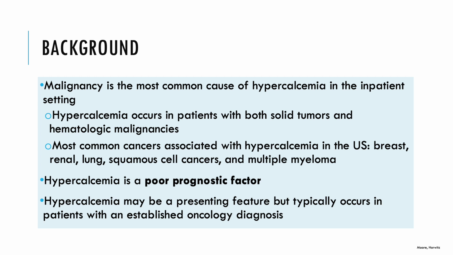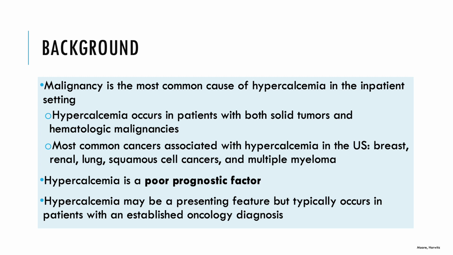So first, malignancy is the most common cause of hypercalcemia in the inpatient setting, and it occurs in patients with both solid tumors and hematologic malignancies. The most common cancers associated with hypercalcemia in the United States are breast, renal, lung, squamous cell cancers, and multiple myeloma. It is also important to note that hypercalcemia is a poor prognostic factor for oncology patients, and historically about 50% of patients died within 30 days of presentation, but survival rates have improved with the use of bisphosphonates now.